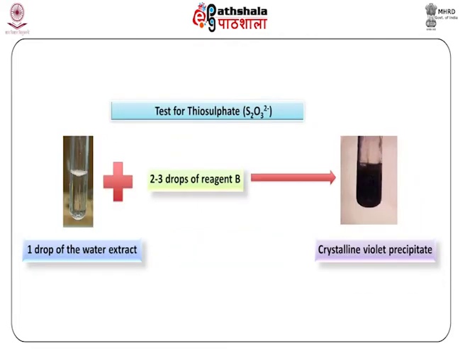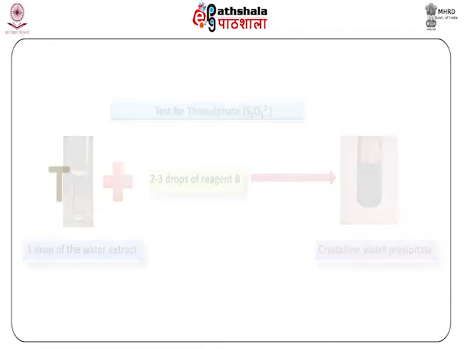Put 1 ml of the neutral or slightly alkaline water extract in a fresh test tube. After this, add 2 to 3 drops of reagent B to it. Formation of a crystalline violet precipitate indicates the presence of thiosulfate.